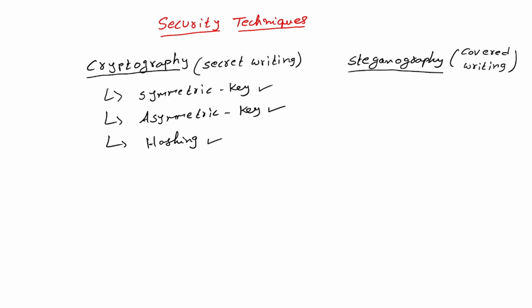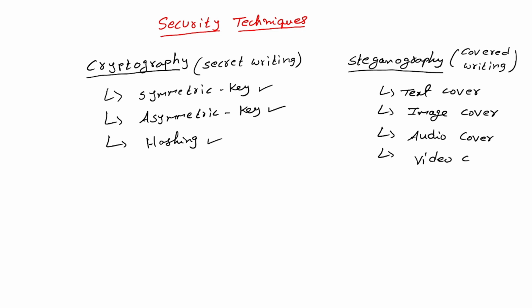There are different types of techniques available in steganography: text covering, image covering, audio covering, video covering, etc. We are going to discuss only cryptography techniques: symmetric cryptography, asymmetric cryptography, and hashing algorithms.